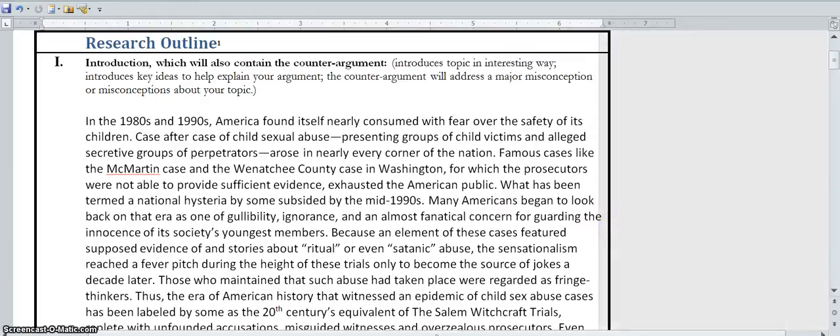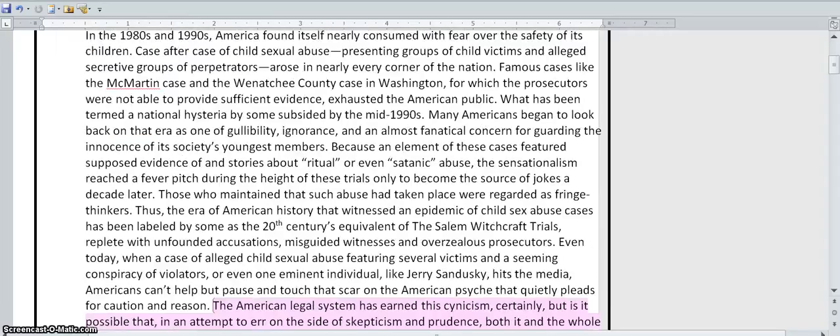In the 1980s and 90s, America found itself nearly consumed with fear over the safety of its children. Case after case of child sexual abuse presenting groups of child victims and alleged secretive groups of perpetrators arose in nearly every corner of the nation. Famous cases like the McMartin case and the Wenatchee County case in Washington, for which the prosecutors were not able to provide sufficient evidence, exhausted the American public. What has been termed a national hysteria by some subsided by the mid-1990s.